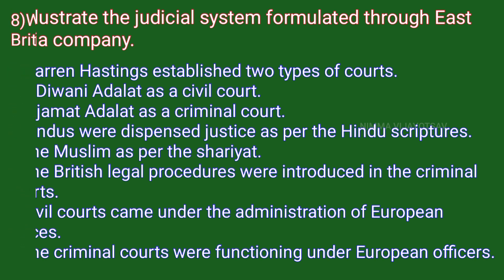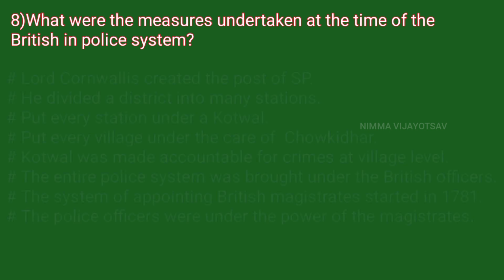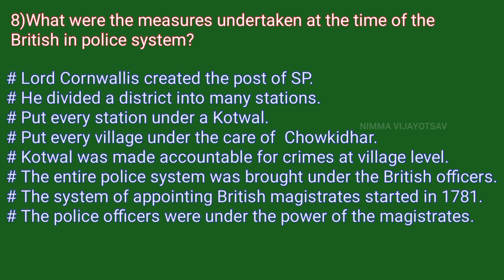Okay, next question. What were the measures undertaken at the time of the British in police system? Lord Cornwallis created the post of SP. He divided a district into many stations, put every station under a kotwal, put every village under the care of Chowkidar.